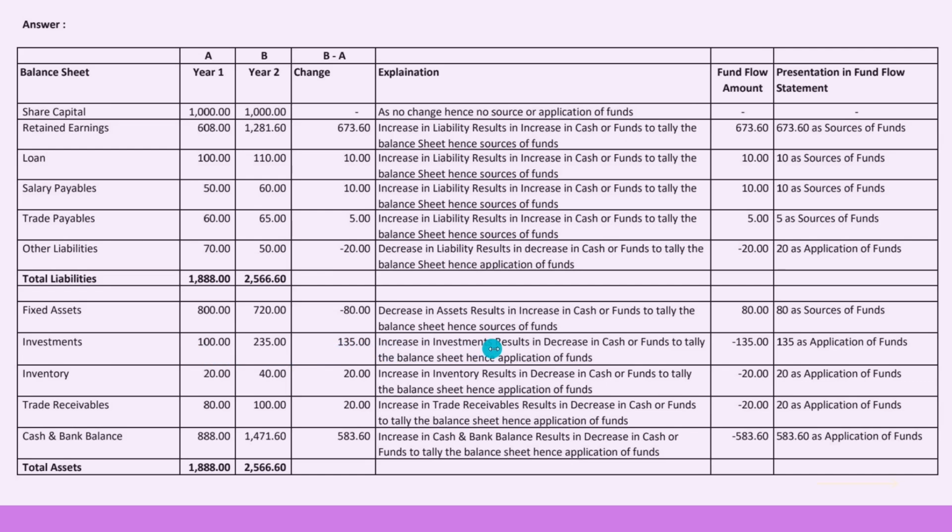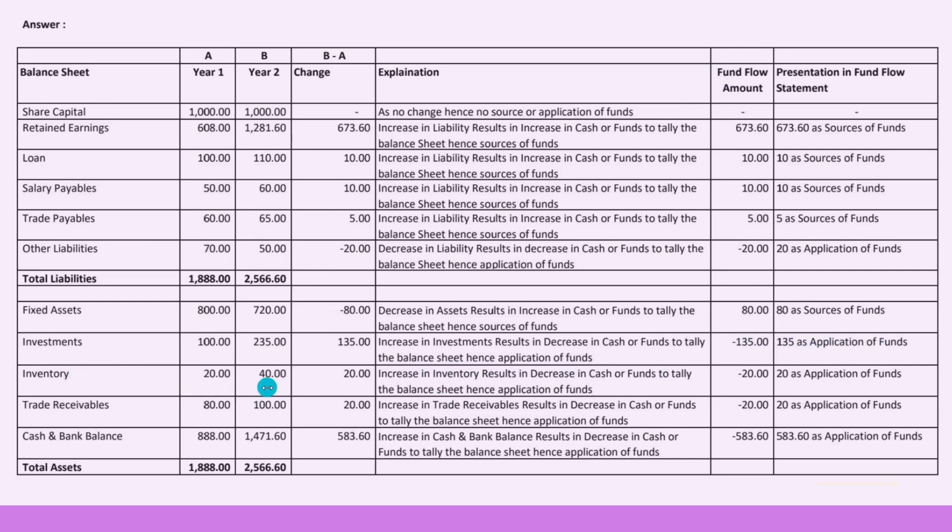So an increase in investment results in a decrease in cash or funds to tally the balance sheet, and hence it is an application of funds. So minus 135 is the fund flow amount. So 135 as application of funds.